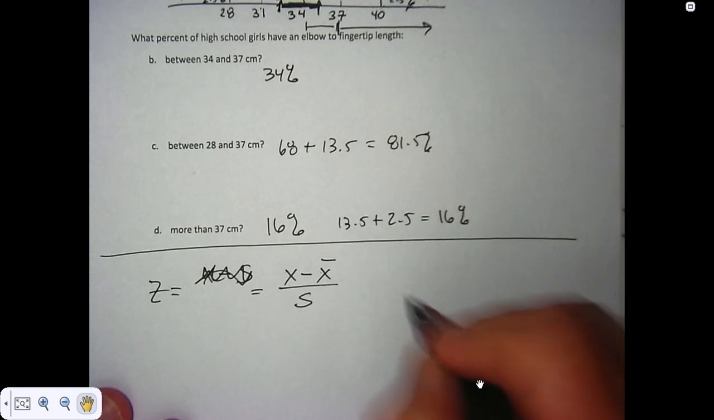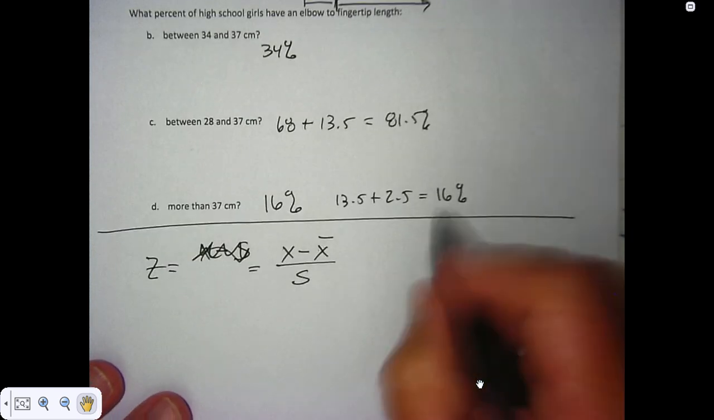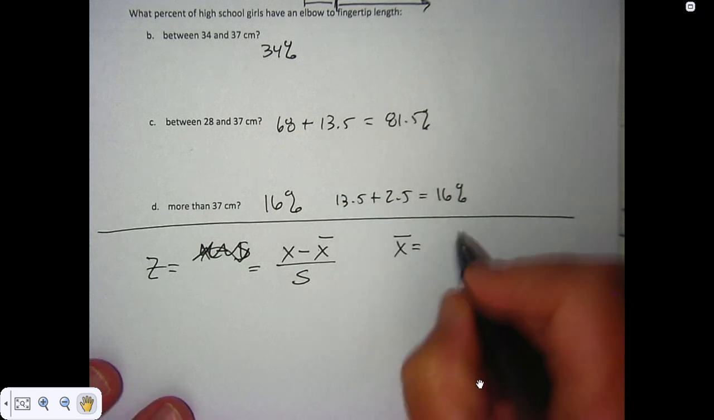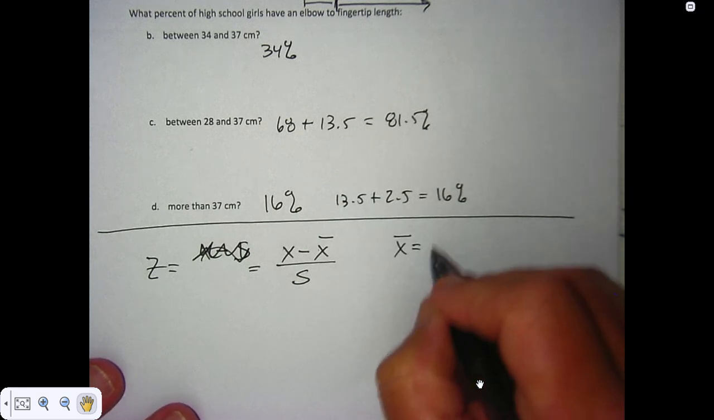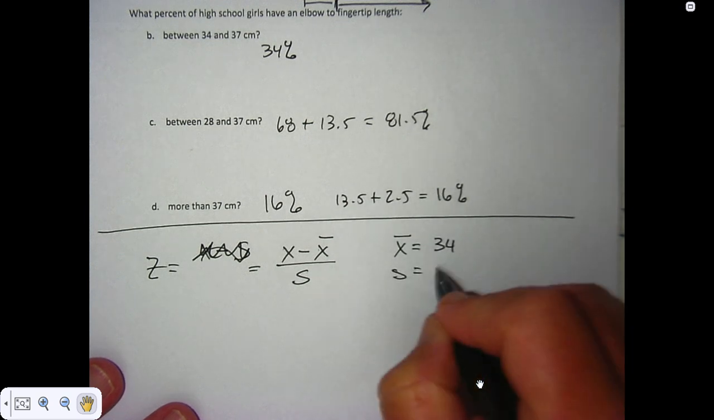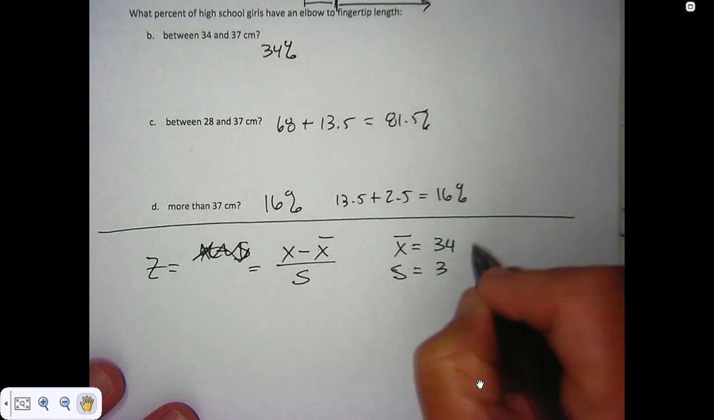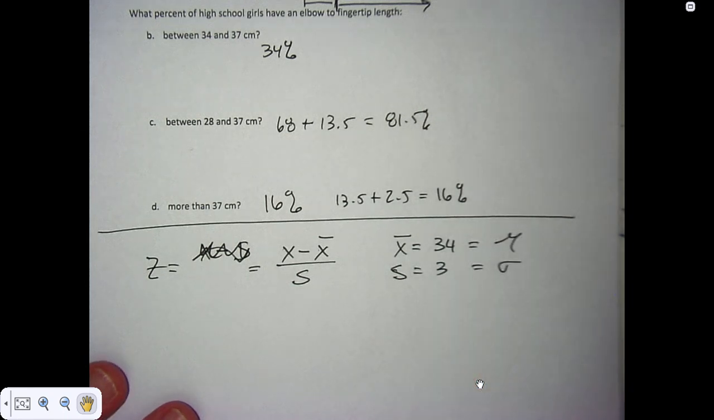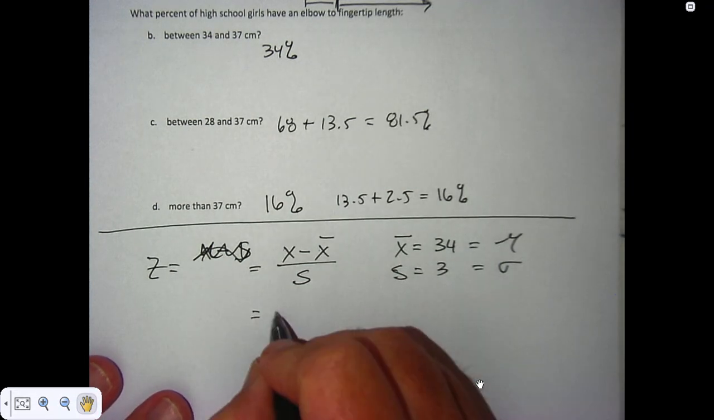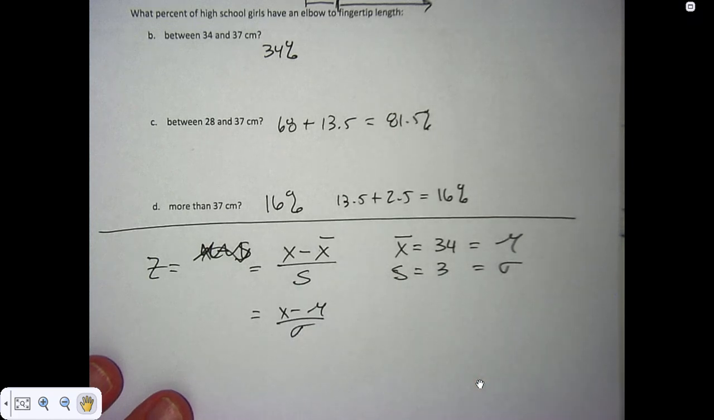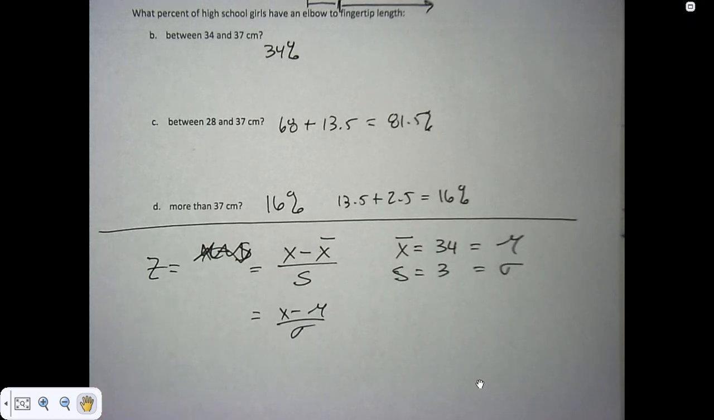So here's a problem. This is the fingertip length distribution where it said that the mean was 34 and the standard deviation was 3. You might also see this as mu. You might also see this as sigma. Okay? And so that makes this formula x minus mu over sigma. So you might see it both ways.